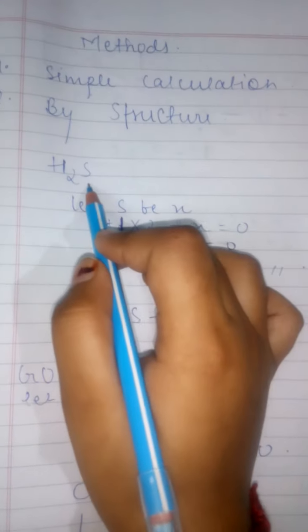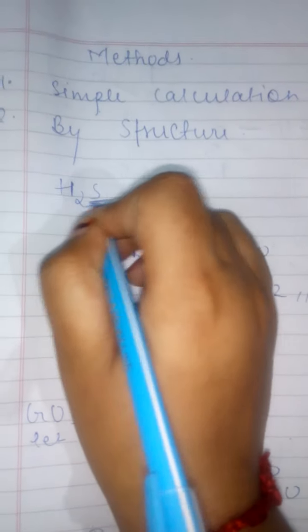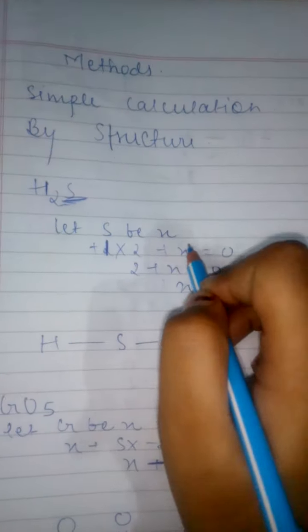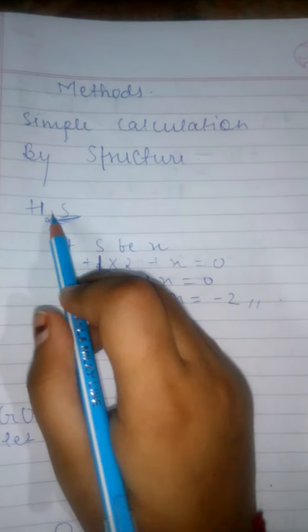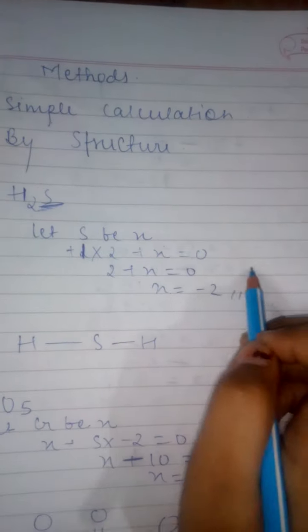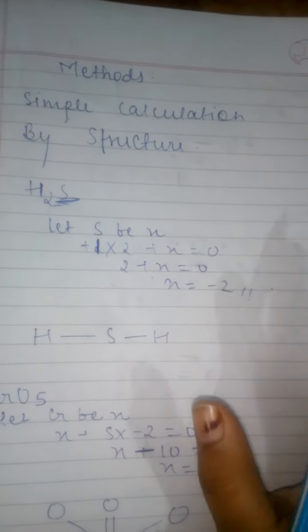So in this case we have to find the oxidation number of sulfur. Let's consider it as x, and plus 1 is the oxidation number for hydrogen, and as 2 is there, so plus 1 into 2 plus x is equal to 0. So 2 plus x is equal to 0, so x is equal to minus 2. This is the oxidation number for sulfur.